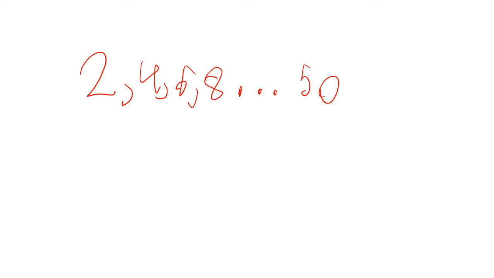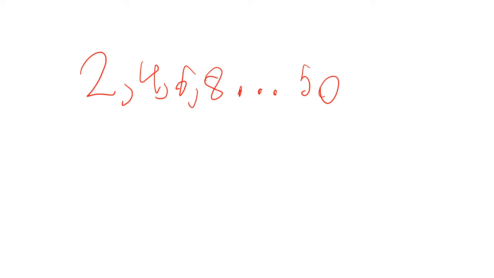Alright, so in this video we are going to be talking about arithmetic sequences, so let's get started. You've probably already seen an arithmetic sequence, but you haven't really noticed anything about it. An arithmetic sequence is something like 2, 4, 6, 8, and all the way to 50.